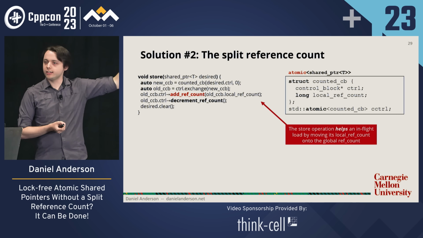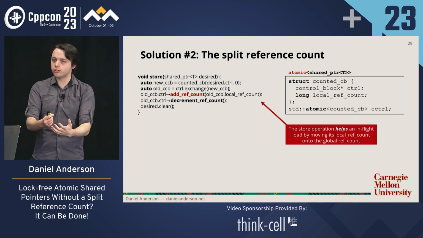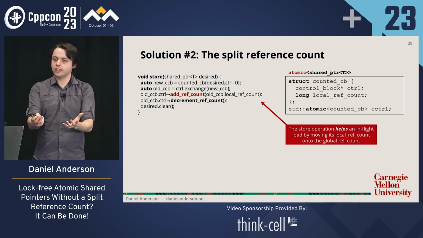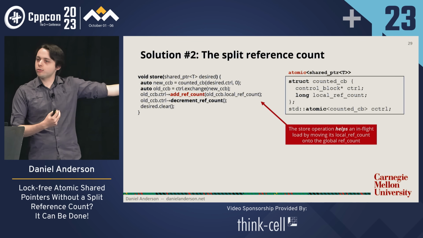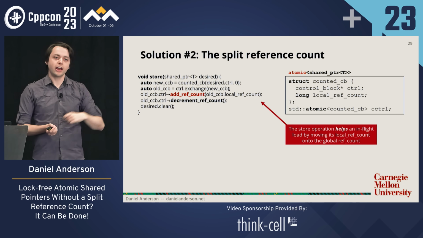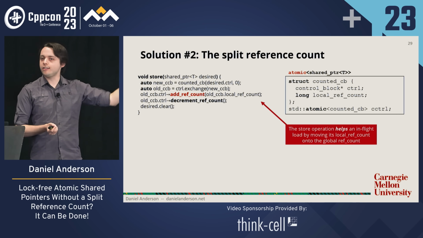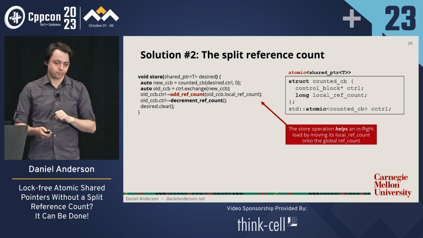Okay, so this is really the big idea here, this helping step, right? We see those in-flight loads. We're like, I don't want to kill those. I want them to be safe. We protect them by looking at their local ref count and sending that onto the global ref count. Right? That keeps those in-flight loads safe and protected. This is like the big step of the algorithm here.